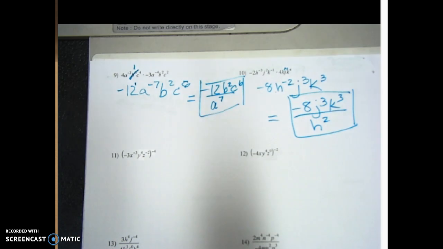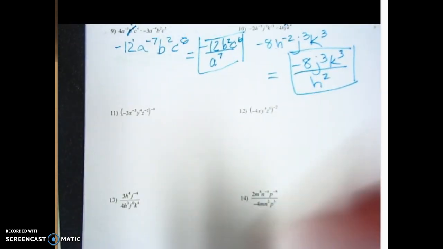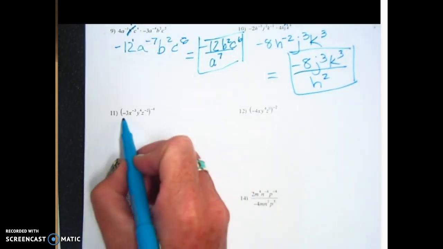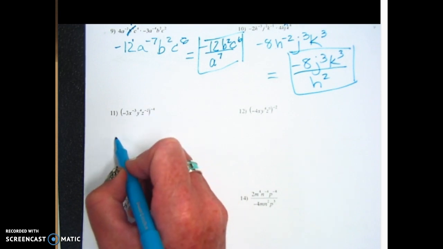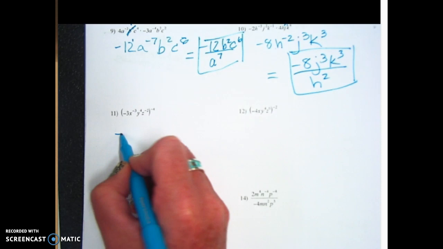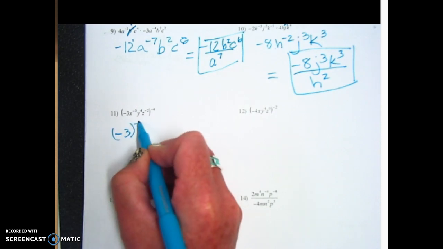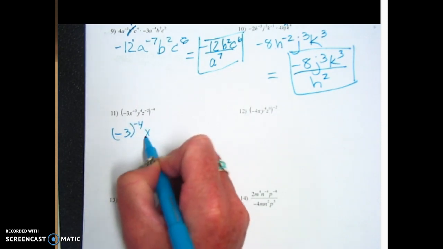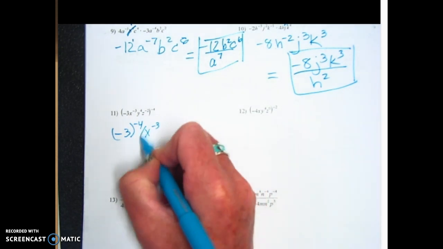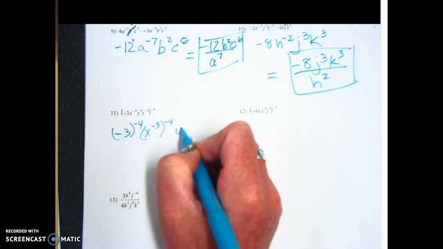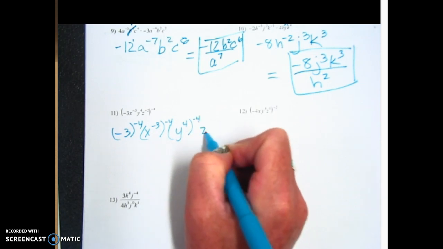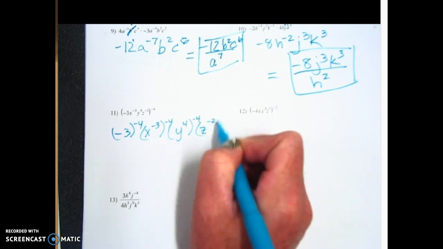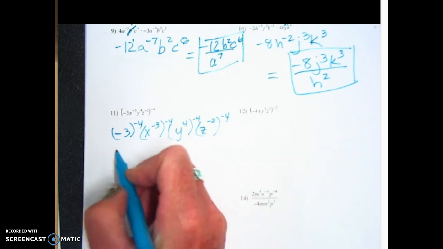All right, jump down to number 11. Everything in the parentheses goes to that power. So negative 3 to the negative 4th power. X to the negative 3rd to the negative 4th power. Y to the 4th to the negative 4th power. And Z to the negative 2nd to the negative 4th power.